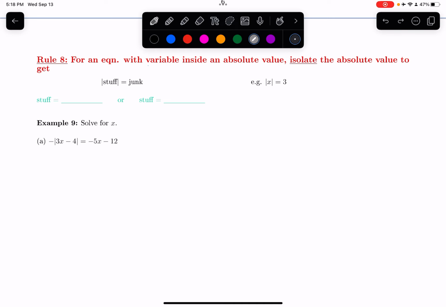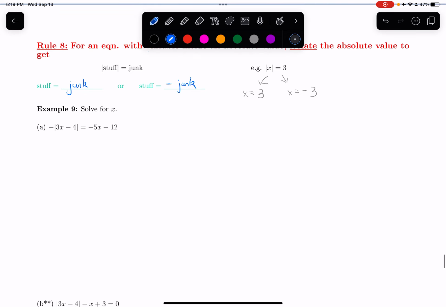So let's look at a simple example to kind of motivate the idea. So if I had absolute value of x equals 3, well, what could x possibly be? There's one of two possibilities. So x could either be 3 or x could be -3. In other words, the stuff that's inside of the absolute value could either be this junk on the right, or it could be equal to the negative of the junk. Okay, so let's use this idea now to solve a more complicated example.